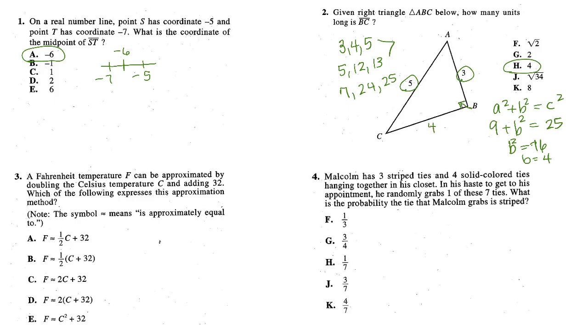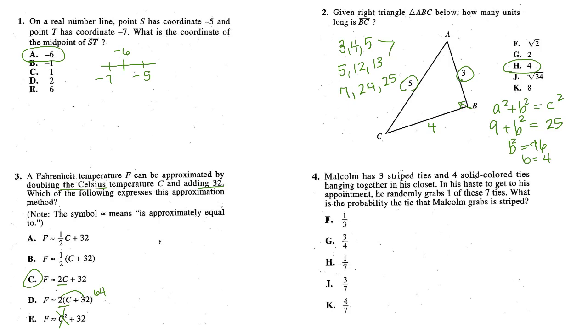Okay, moving on to number 3. We have the Fahrenheit temperature. F can be approximated by doubling the Celsius. Right off, it's either going to be here or here, because that would double the Celsius. And then what else are we going to do? We're going to add 32. So this one would actually be adding 64. So we're going to have answer choice C for that one.